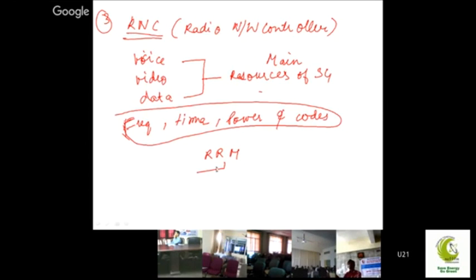that is radio resource management. Radio resource management. So basically all the working or all the functions performed by the RNC are governed through RRM, that is radio resource management. Now we will be studying how the RRM performs or handles all the functions of the RNC.